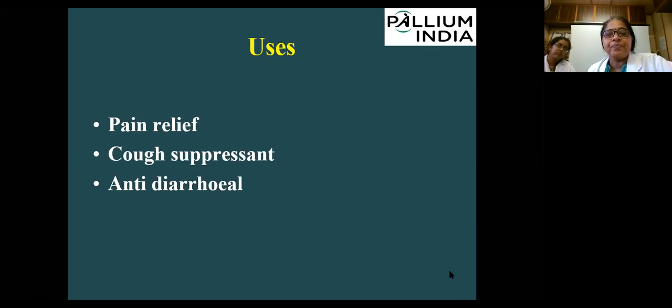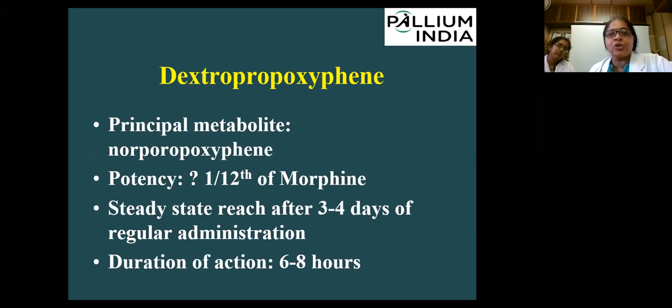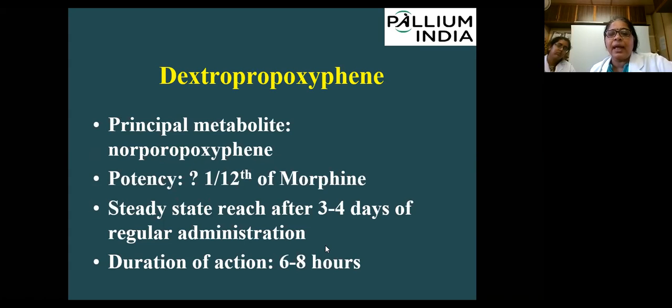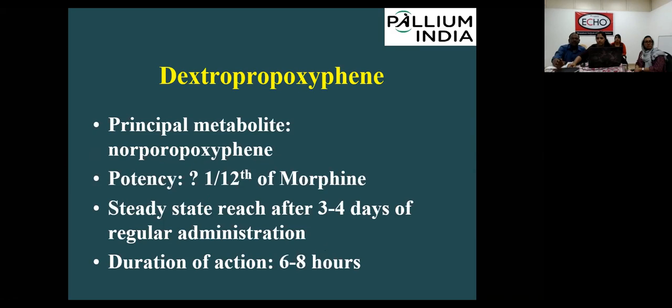Next slide. Dextropropoxyphene. Here it's 1/12 the potency of morphine, and 6 to 8 hours is the duration, and it takes about 3 to 4 days for it to reach a steady state of action. Next slide. I'm just going over the opioids so that you, next slide, please.